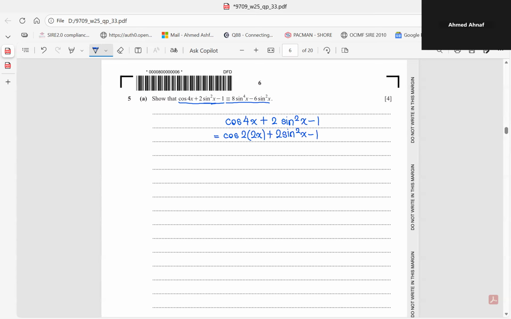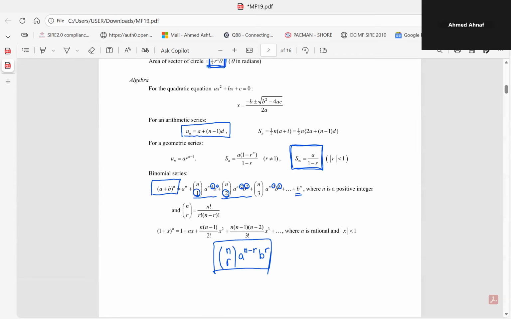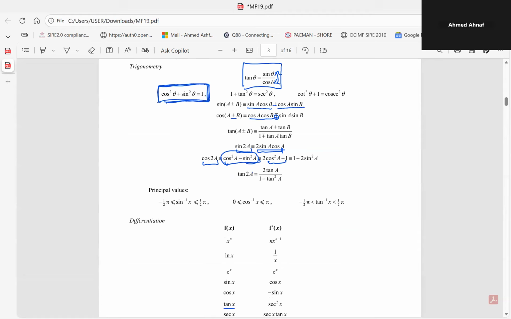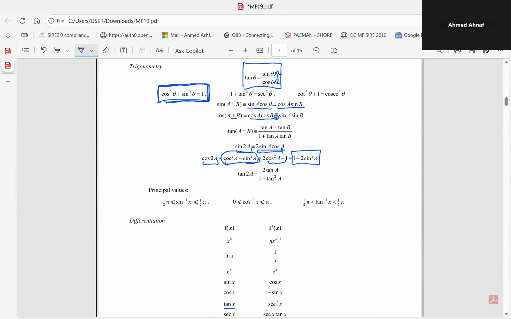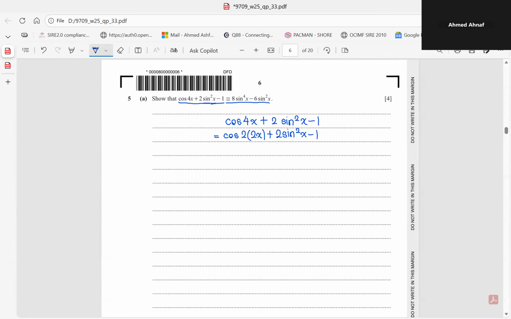So cosine 2a, we already have a formula for that. So we have 3 formulas. Since we only want everything to be in terms of sine, we're going to choose this one, 1 minus 2 sine squared a. So 1 minus 2 sine squared, our a is this, 2x, plus 2 sine squared x minus 1. So the 1s cancel out, 1 minus 1, and we only have minus 2 sine squared 2x plus 2 sine squared x. I'll just swap the terms because I don't like seeing the negative sign in front.